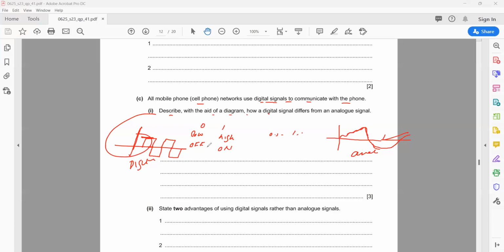And secondly, you can say that in analog, the value of the signal ranges, sometimes high, sometimes low, sometimes medium, like this. So they keep changing.